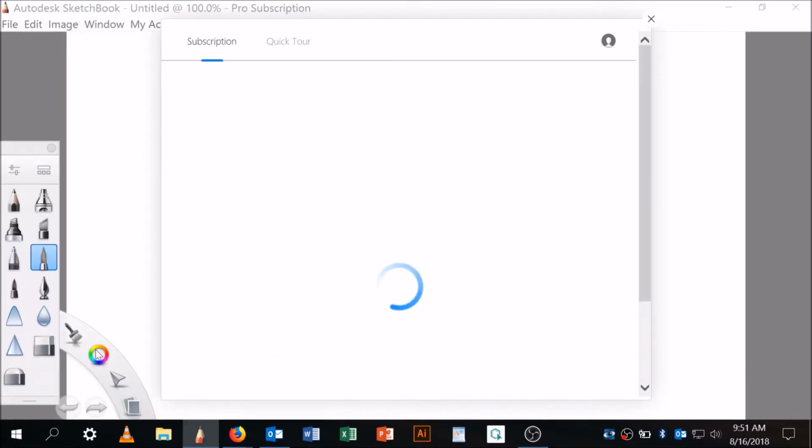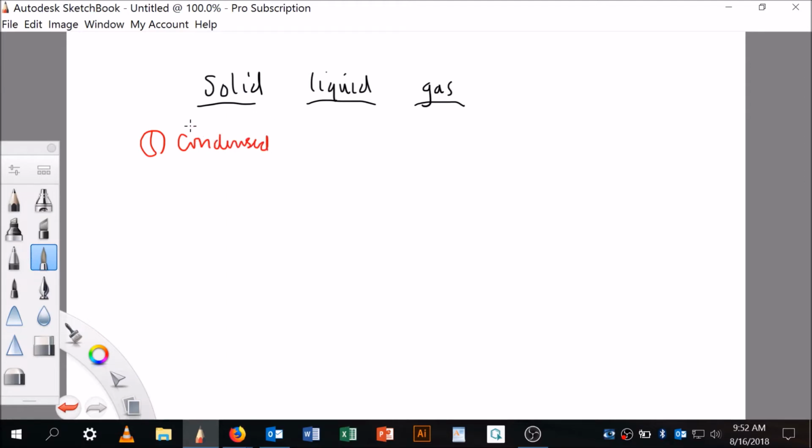Solid, liquid, and gas, okay? So a solid is going to be, and this I see on the Wikipedia page or any link that I find for solids, liquids, and gases, I'm going to find that number one, a solid is condensed. That means that the particles are close to each other. A liquid is also condensed. That means that the particles are close to each other.